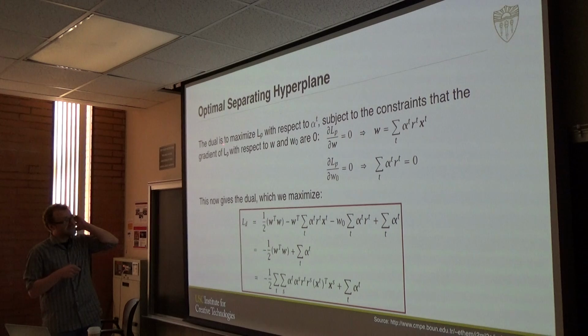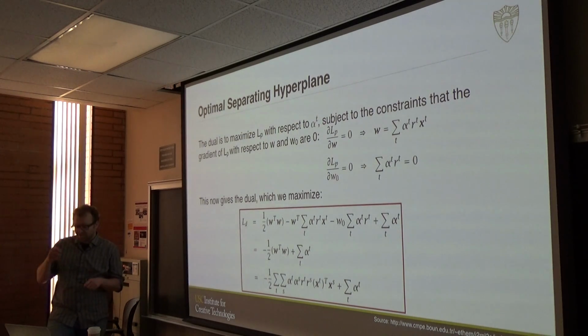So we maximize this with respect to alpha, subject to the constraint that the gradient with respect to w and w0 are 0, which we had before in the gradient descent. So we always set to 0 and take the partial derivative and see in which direction we have to go. Here we set it to 0, and what we find is that with respect to w, w equals this sum here, and with respect to w0, this multiplication should add up to 0.